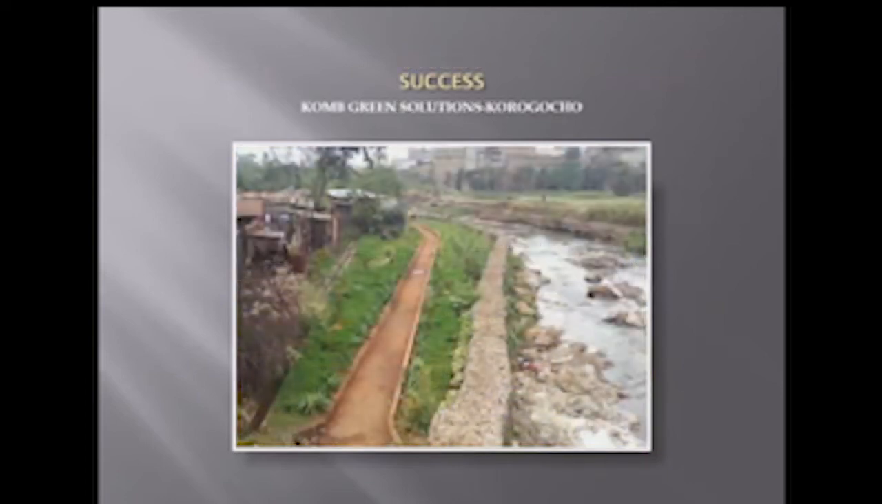The second one is Green Solutions in Korogosho. It was a group of people, most of them used to be gangsters. The ladies were into prostitution, but they had a very keen interest in what they could do to restore Nairobi River and the banks along it. So when I met them, they told me, Sam, we need your help. What can we do about it? So I told them, I'll give you whatever I have. I don't have the resources, but I've got so much knowledge on wetlands and stuff. Let us start from there.